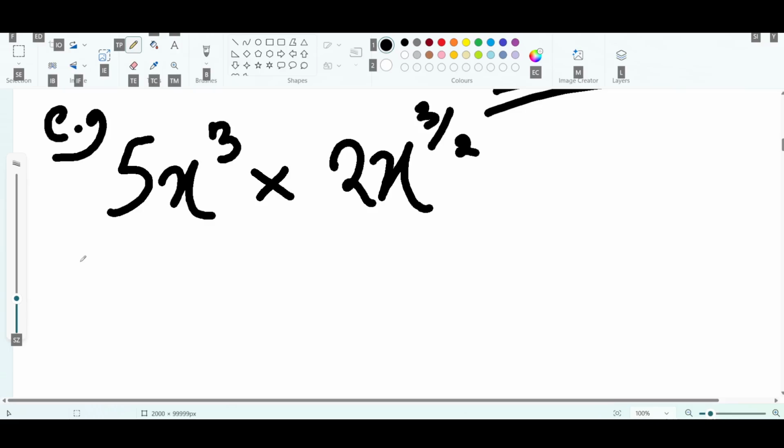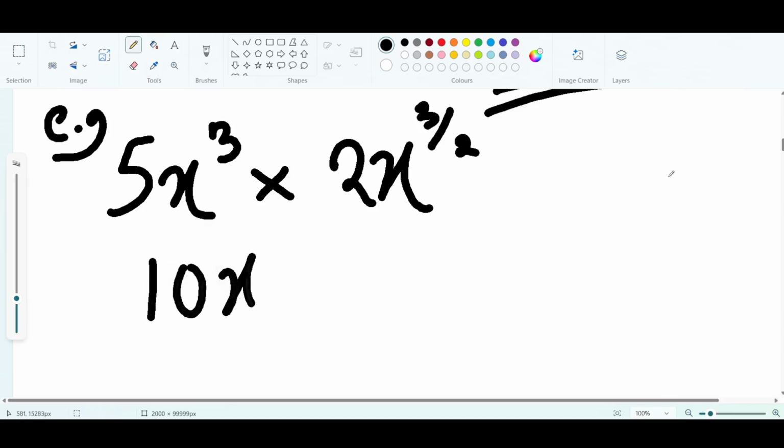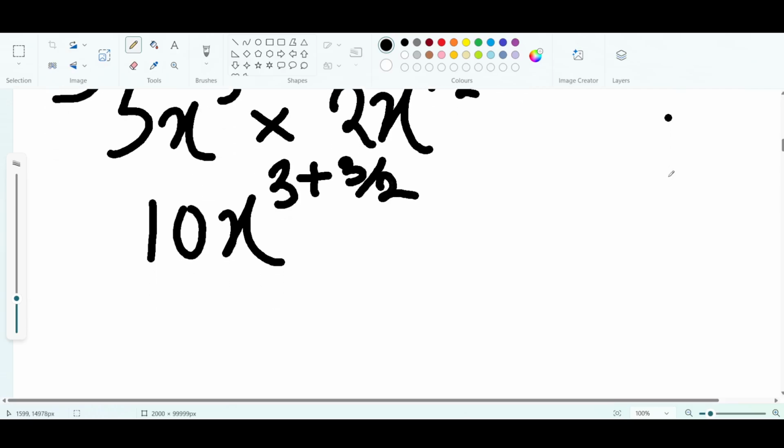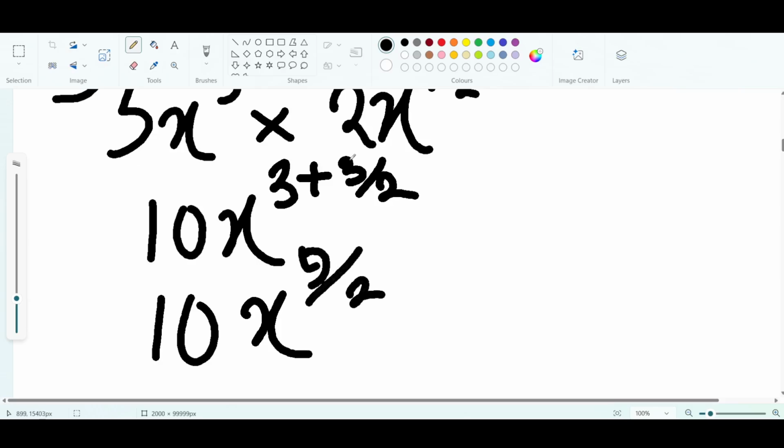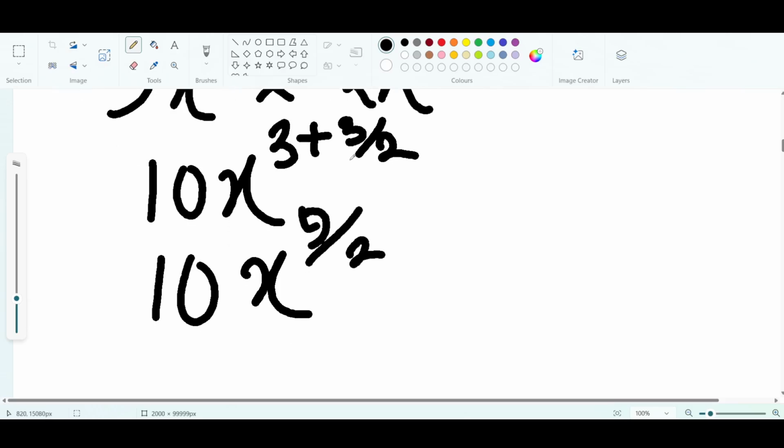Okay, so looking at this example, we see that these are the bases. We need to multiply the coefficients. The coefficients are 5 and 2. 5 times 2 is going to be 10, and x will now be raised to power 3 plus 3 all over 2. So we need to add the powers, and when we add the powers, it's going to be 10x raised to power, that is, if we want to add a fraction and a whole number, we say 2 times 3, 6, plus 3, 9 all over 2. 9 all over 2. So this gives us the answer.